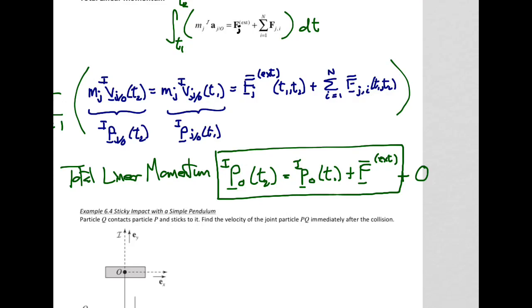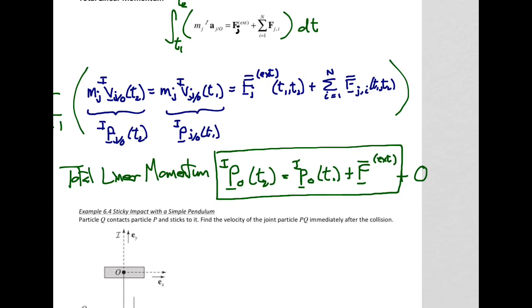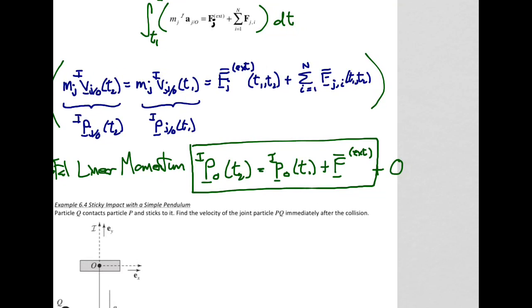So the other piece that comes out of this is that the total linear momentum of the system is conserved when all of the external impulses are equal to 0. So the total linear momentum at time 2 is equal to the total linear momentum at time 1 when we have no external forces applied, or there's no impulses applied by any external forces. Now, this means that linear momentum is conserved.